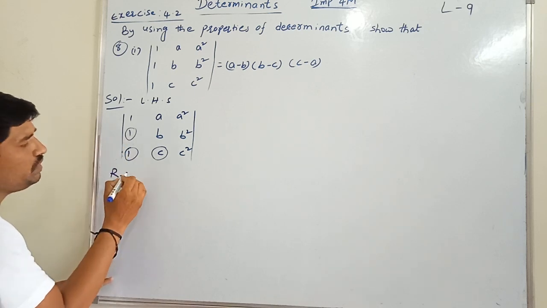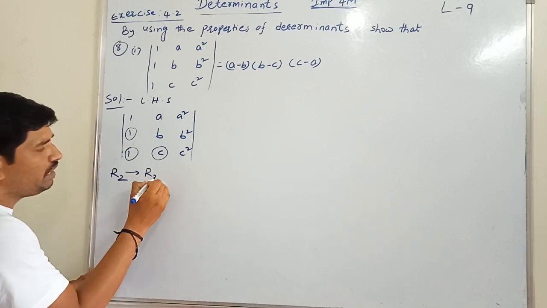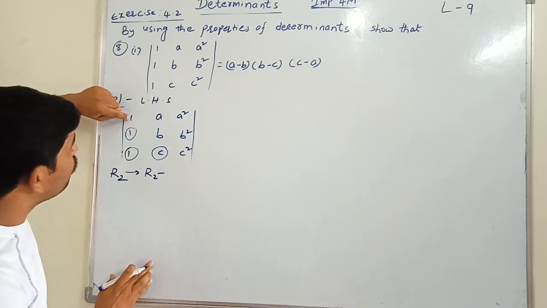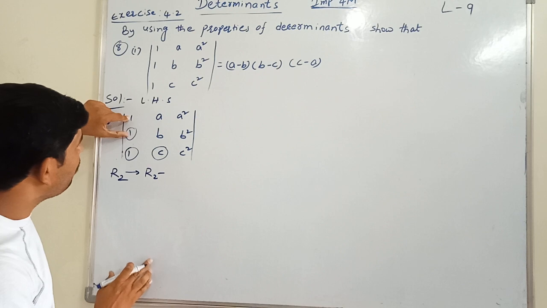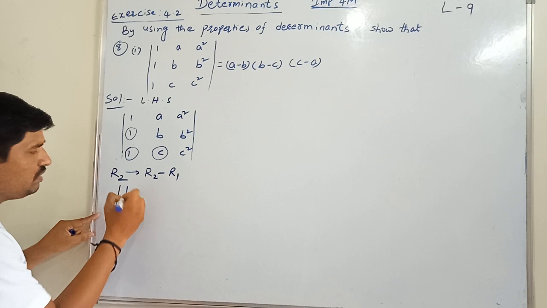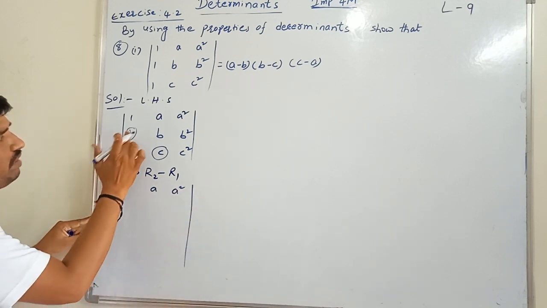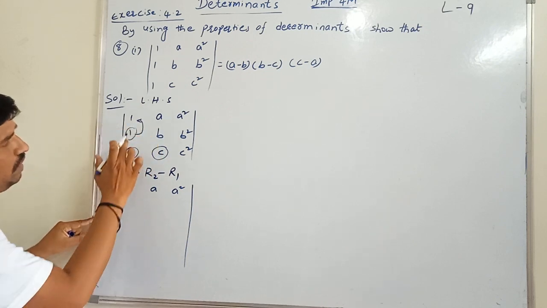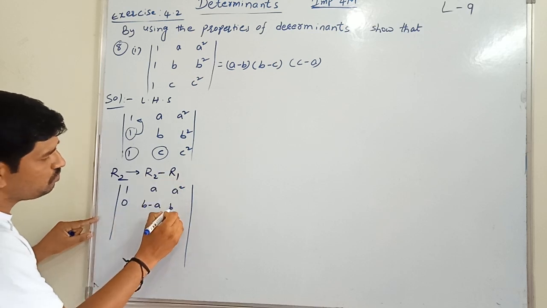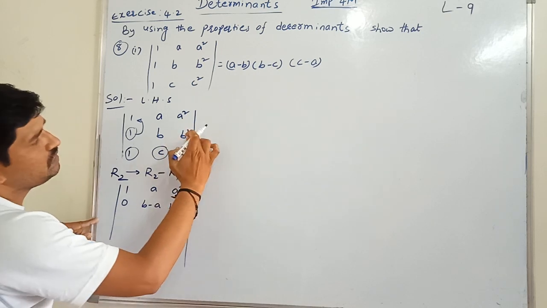If the first column has 1, 1, 1, remember we go through the row operation. We are making the second row's first element 0. That is R2 minus R1, using the first row's first element, so 1 minus 1 is definitely 0. The first row we write directly, without applying any operation. Now 1 minus 1 is 0, and b minus a, and b square minus a square. That is second minus first.